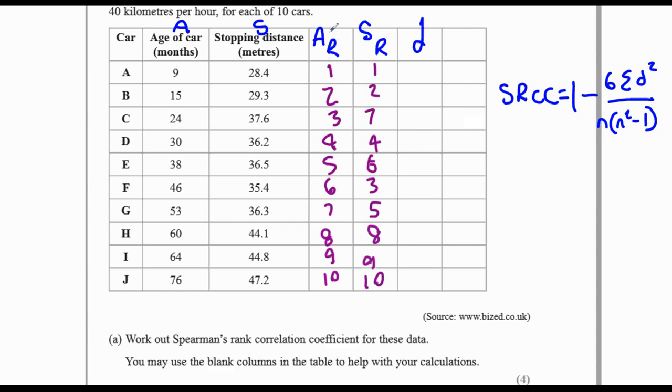So we'll do AR minus SR, so 1 minus 1, 2 minus 2, 3 minus 7, 4 minus 4, 5 minus 6, 6 minus 3, 7 minus 5, 8 minus 8, 9 minus 9, 10 minus 10. If they're lined up perfectly, it gives you a 0, which makes this part go to 0, or closer to. So we're going to square them all. If it's a negative, it's still going to make a positive when you square it.